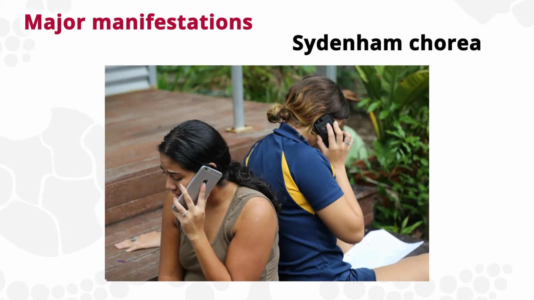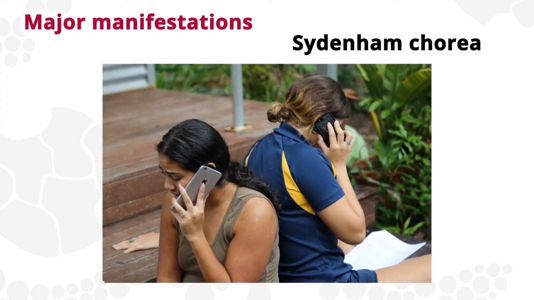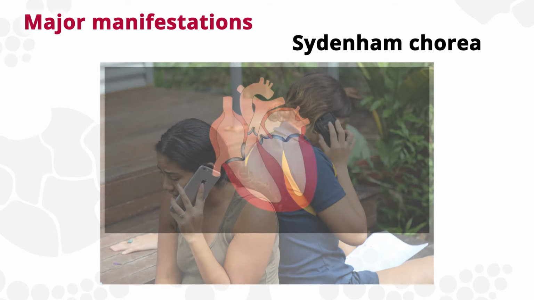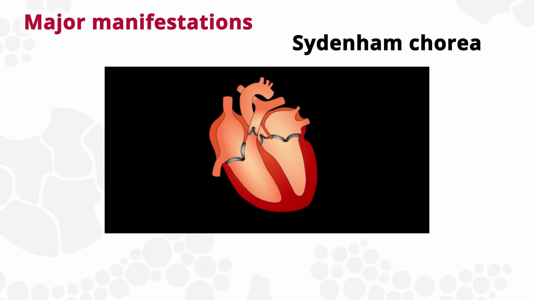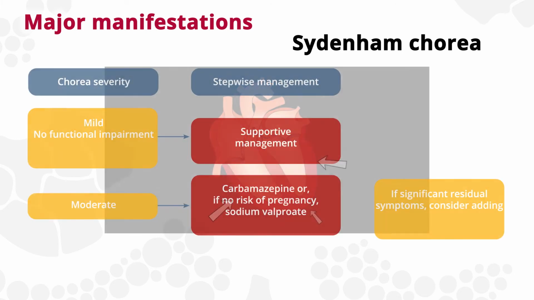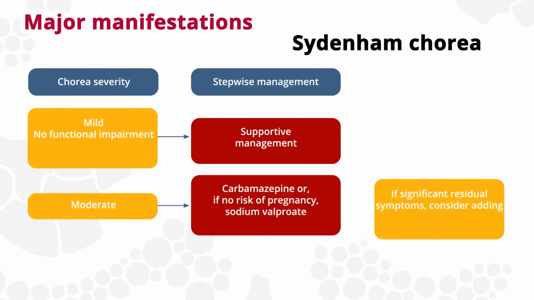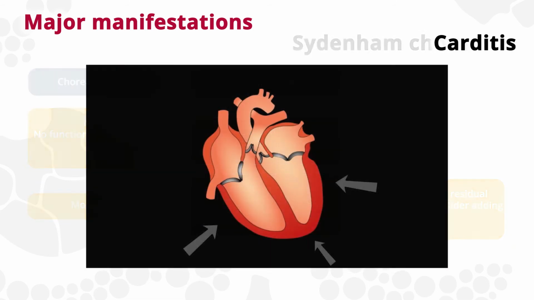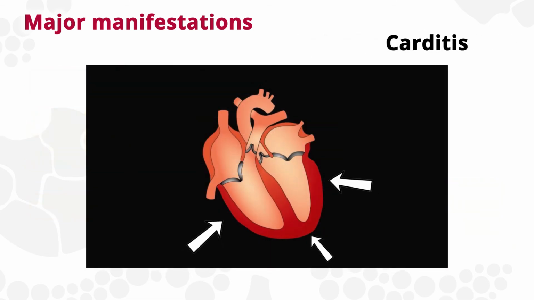It can affect one or both sides of the body and disappears during sleep. It usually resolves within 6 months and is strongly associated with carditis. Generally, no treatment is required, but if it is interfering with daily activities or resulting in self-harm, anticonvulsant medication can be effective. Rheumatic carditis refers to the inflammation of valvular endocardium.